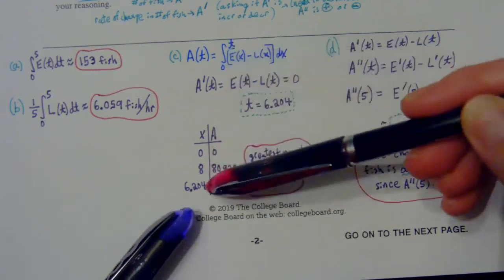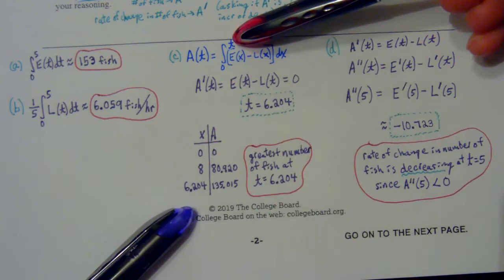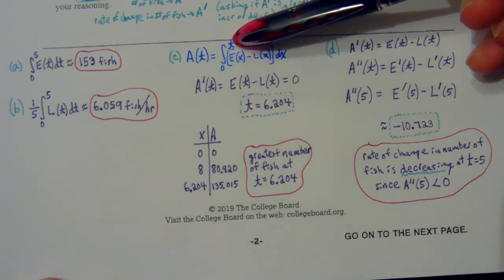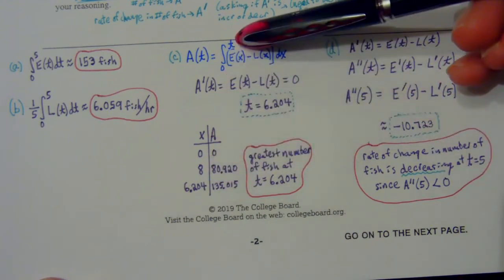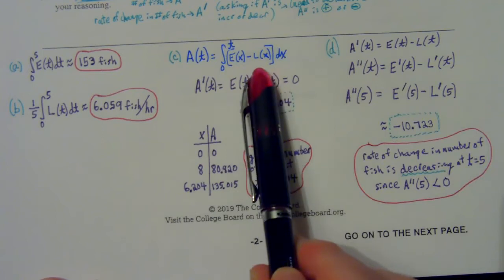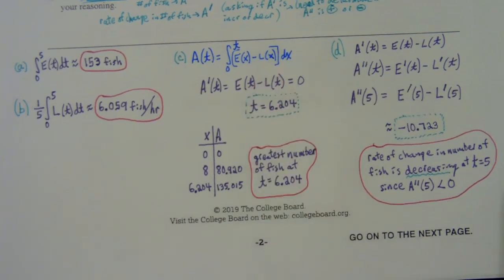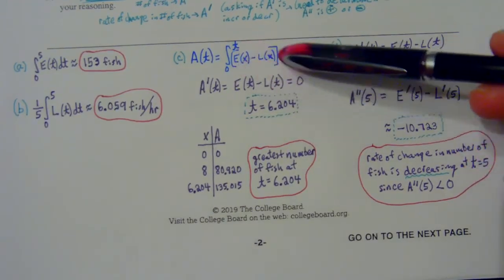When I plug in 8, when I plug in the 6.204, you're plugging in the different values for t right here. And so you're going to do the integral between 0 and 8 of E minus L, the integral between 0 and 6.204 of E minus L. Now, if that's your Y1 already in your calculator, you should be able to use that alpha trace. You should be able to hit math 9, the integral from 0 to 8, and then hit that alpha trace and access that Y1.